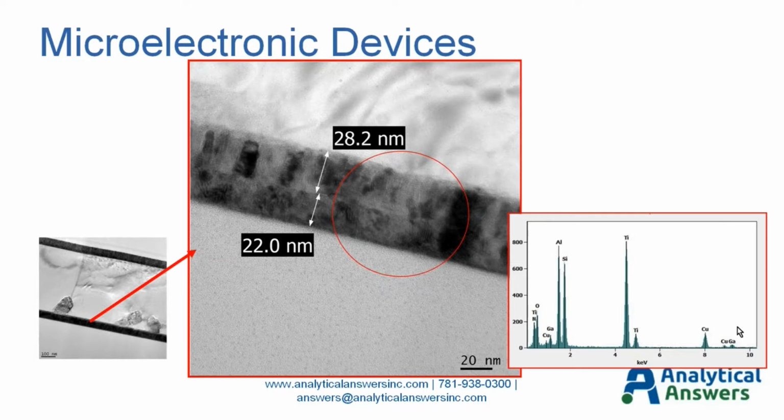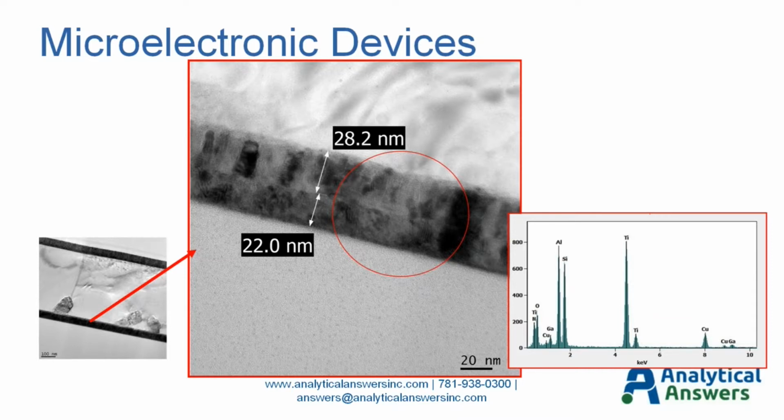Gallium is due to the use of gallium in our FIB beam. We also see some copper, and it's possible that there's copper in the sample, but more likely that this is copper coming from the use of a copper grid as the sample support grid.